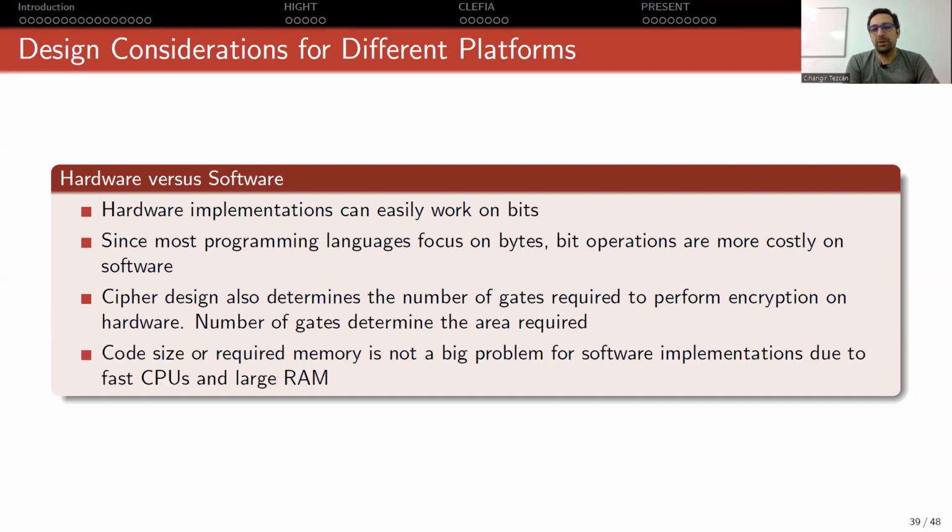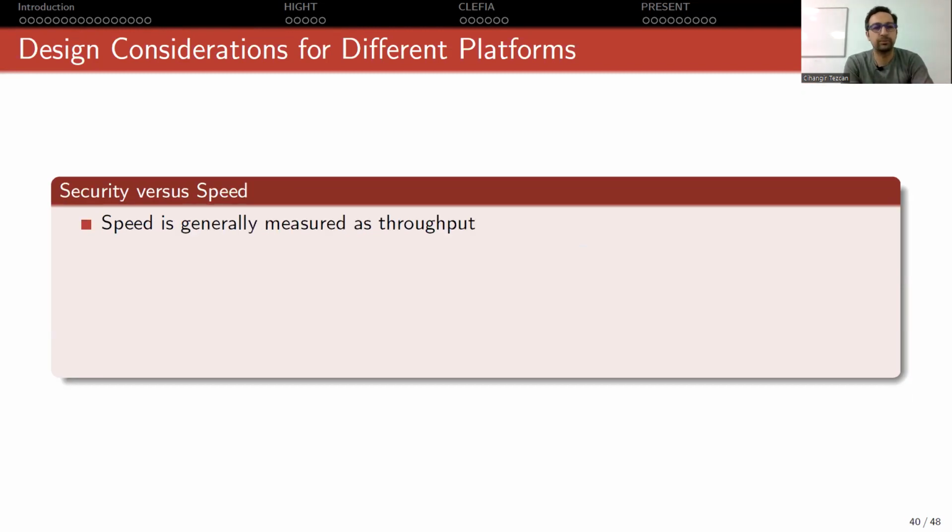Code size or required memory is not a big problem for software implementations due to fast CPUs and large RAM. So think about our computers. We have gigabytes of memory, gigahertz of CPU cores. So we don't care about the code size and so on. But if you are dealing with a small device, the code size will be really important. Also the memory you use.